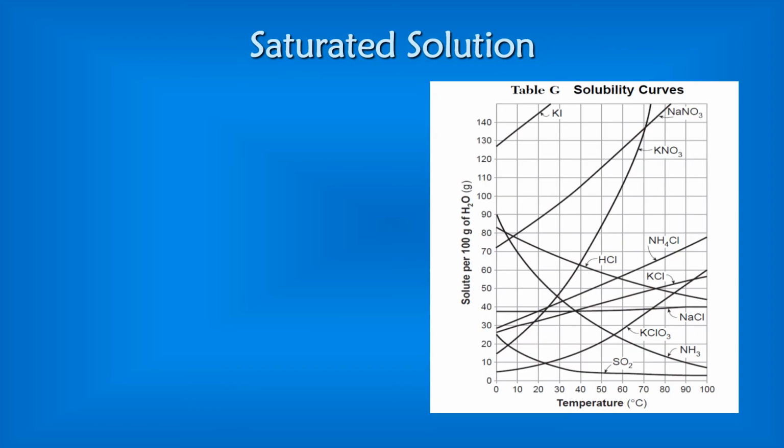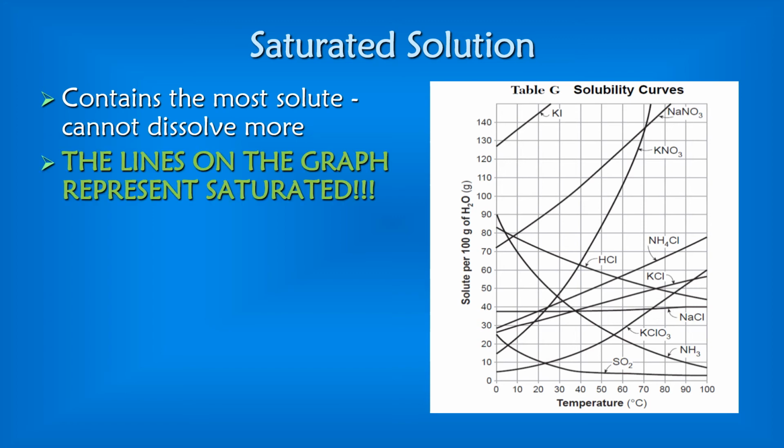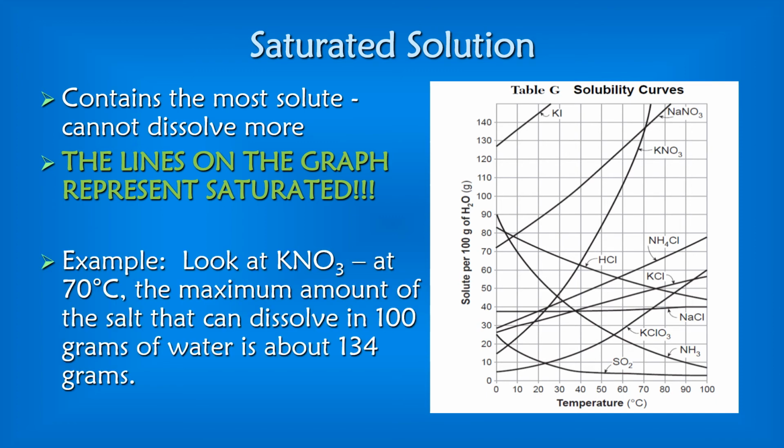Now, if you have to identify a saturated solution from this, which means a solution where we have dissolved the maximum amount of solute that we can dissolve, and it can just not take any more of the solute. It won't dissolve. The lines that we see in this graph, they represent a saturated solution. What we mean by that is, let's say we look at potassium nitrate, KNO3. At 70 degrees Celsius, the maximum amount of salt that can dissolve in 100 grams of water will be 134 grams.